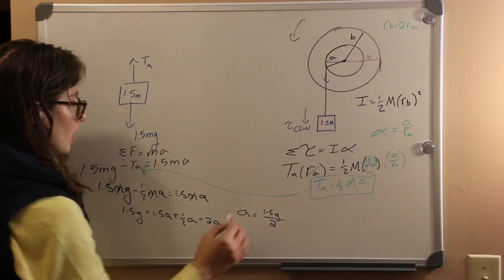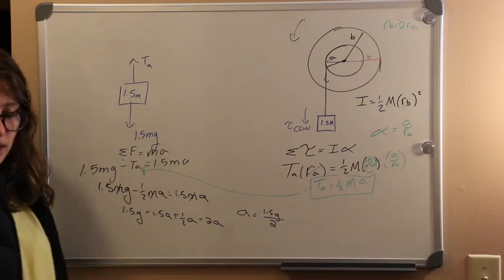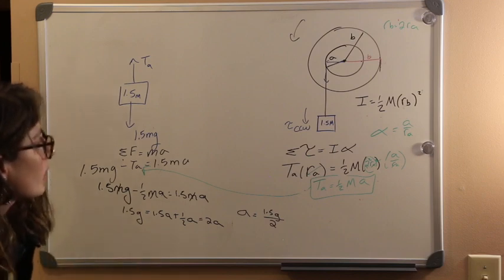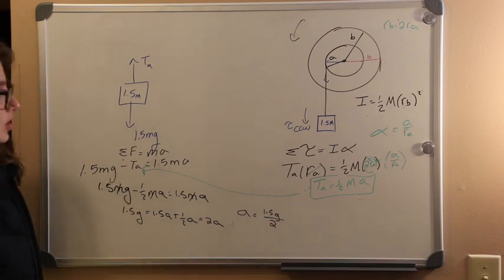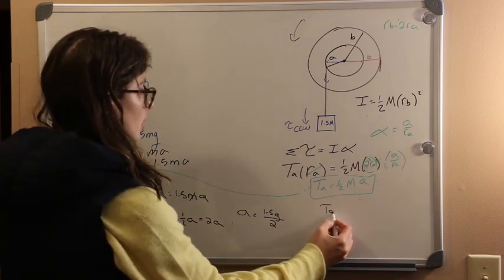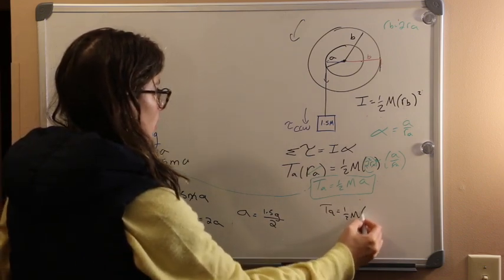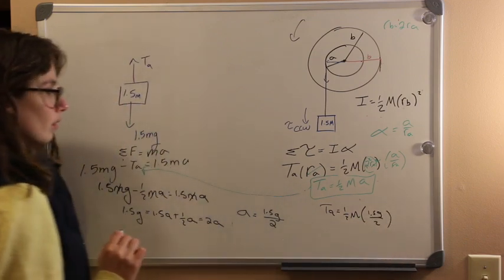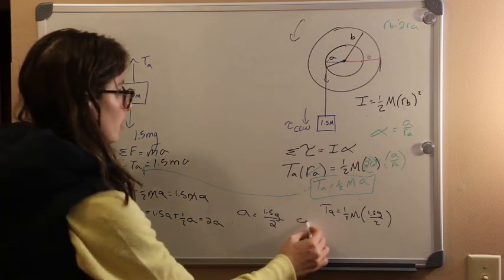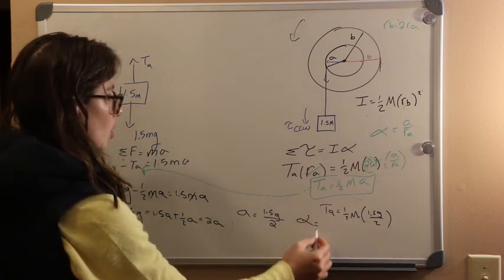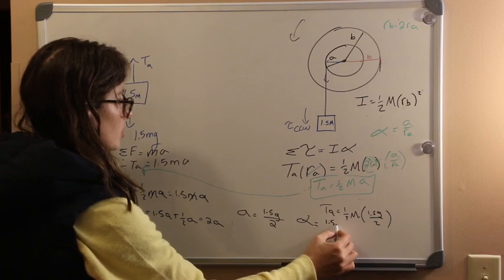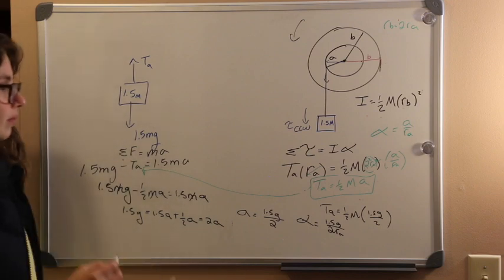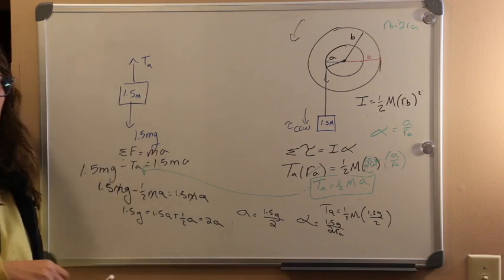Now it makes sense here that our acceleration is less than the value of gravity, right? That's good. We can plug back into wherever we want to find tension. So we can put this in here and we can say tension in cord A is 1/2 mass times 1.5 g over 2. If we want, we can find alpha, because alpha is A over RA. So that would just be 1.5 g over 2 RA. And that's it.